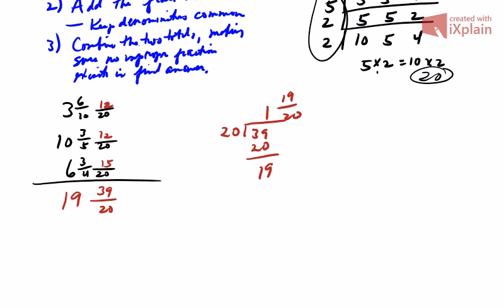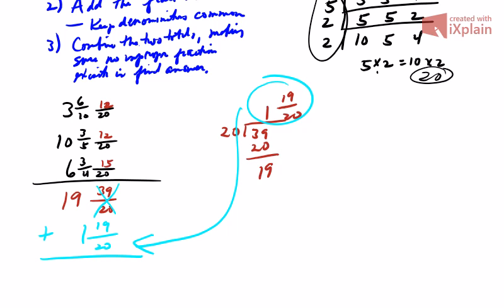So to do that, I'm going to mark that out and add 1 and 19/20, and then that will equal 20 and 19/20. 20 and 19/20 is your final answer. This concludes adding the mixed numbers.